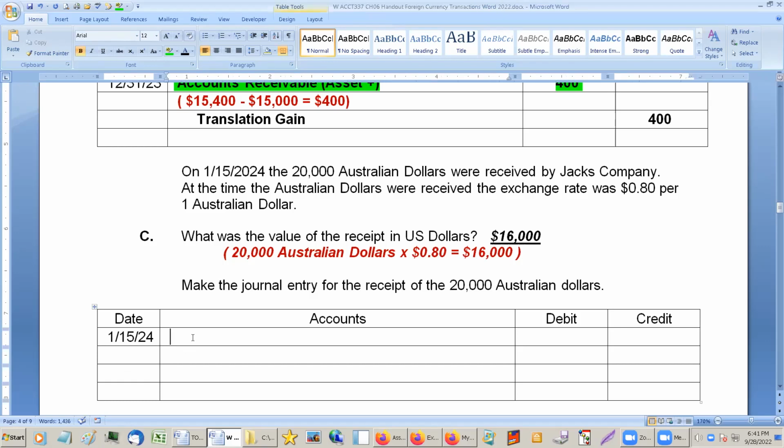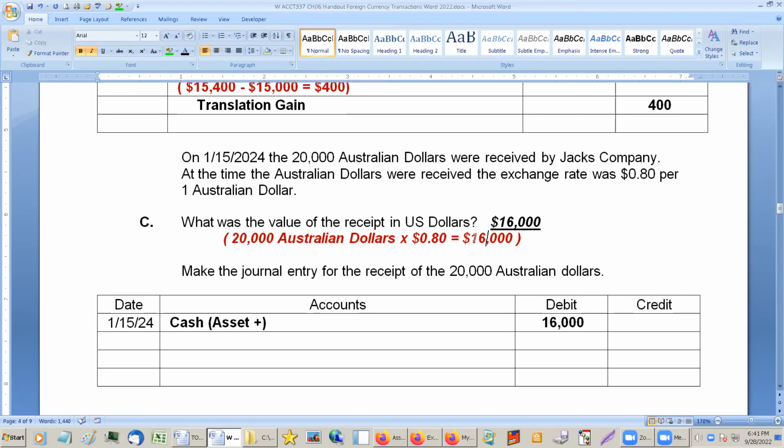I'll put an easy one. We're gonna get cash of 16,000. You know, we're gonna take these 20,000 Australian dollars. We're gonna cash them in at 80 cents each and get 16,000.